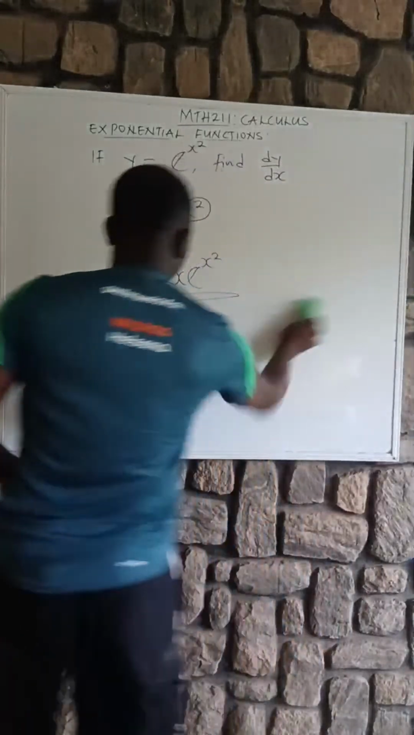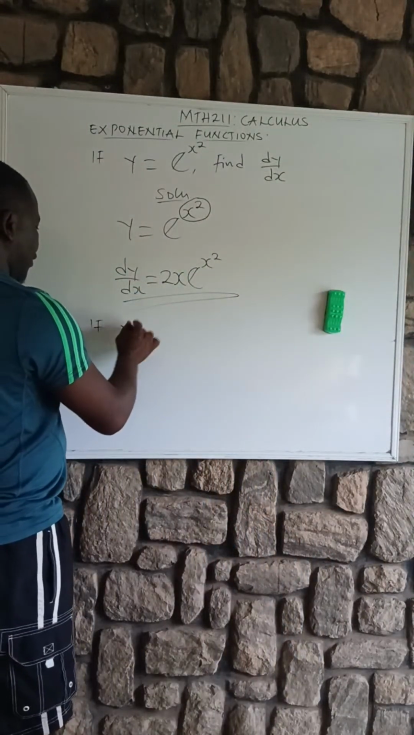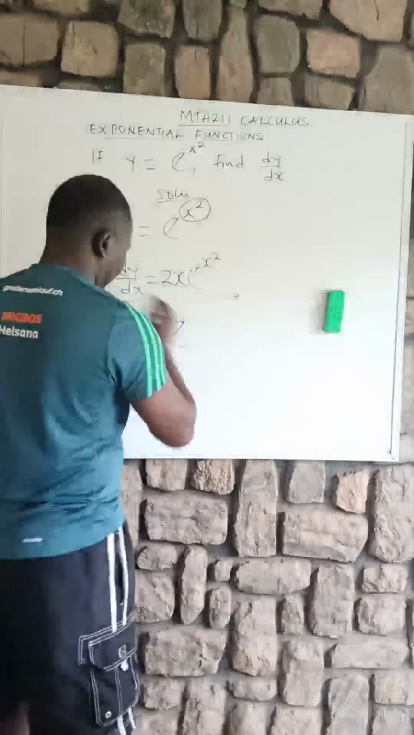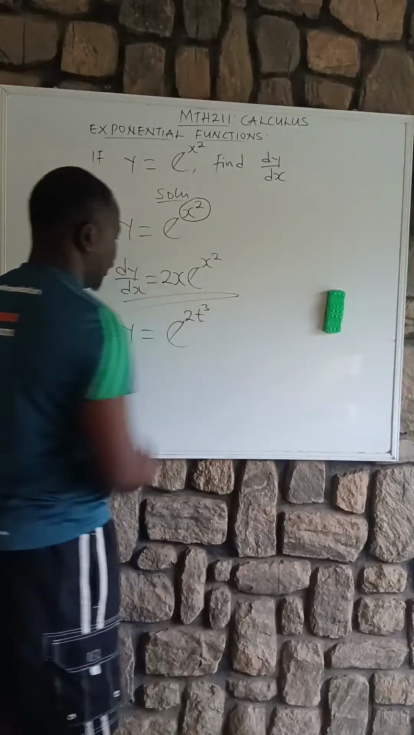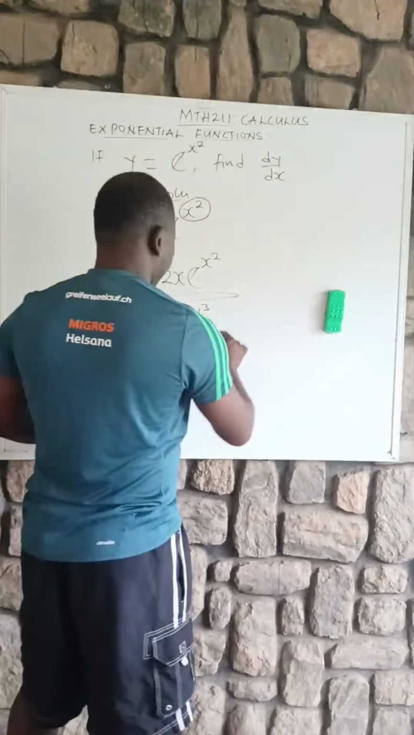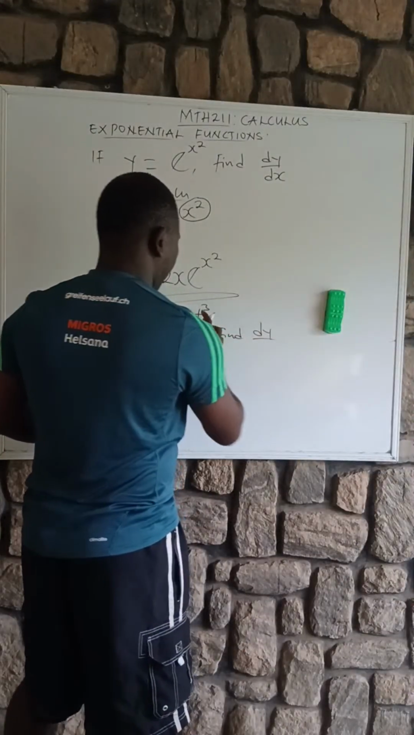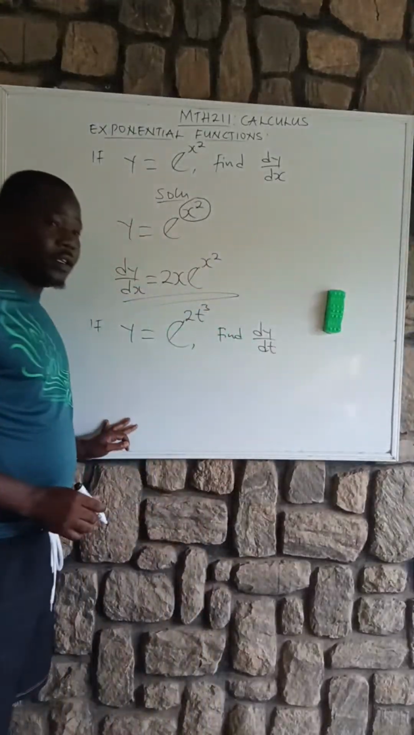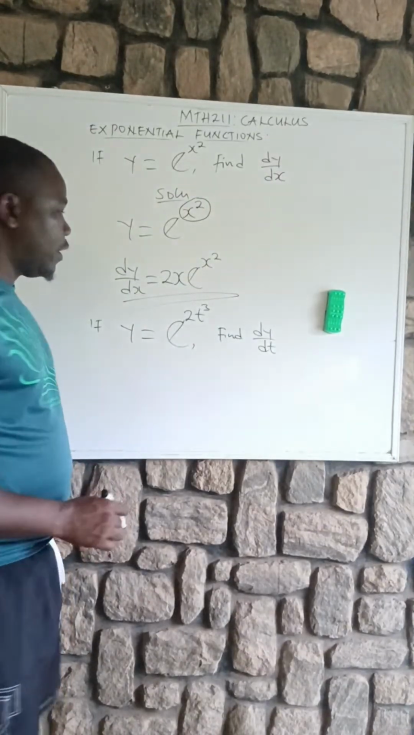Okay. So let's consider another example again. If y equals exponential 2t raised to the power 3, find dy over dt. True or false? Okay. So what are we going to do?